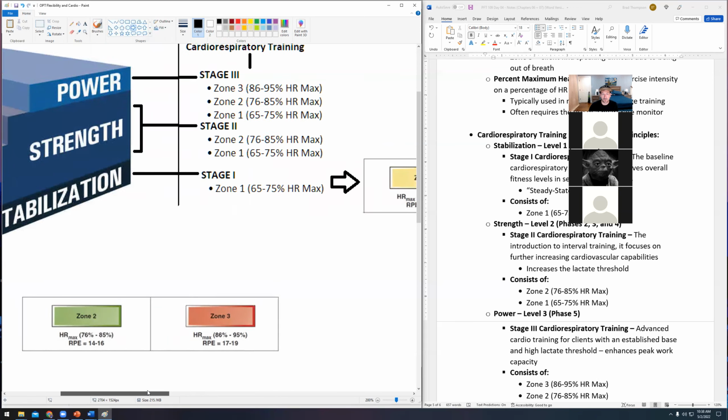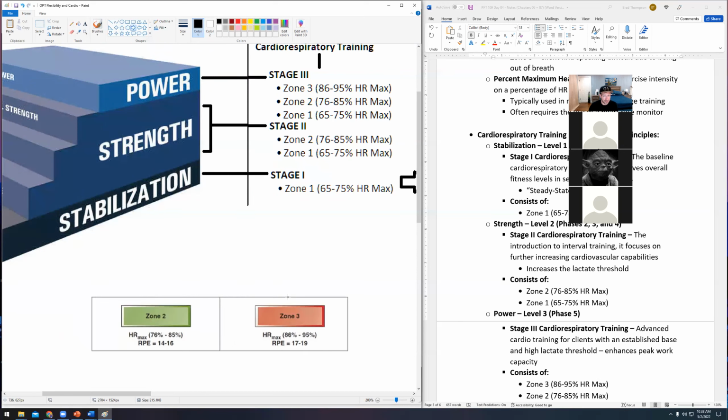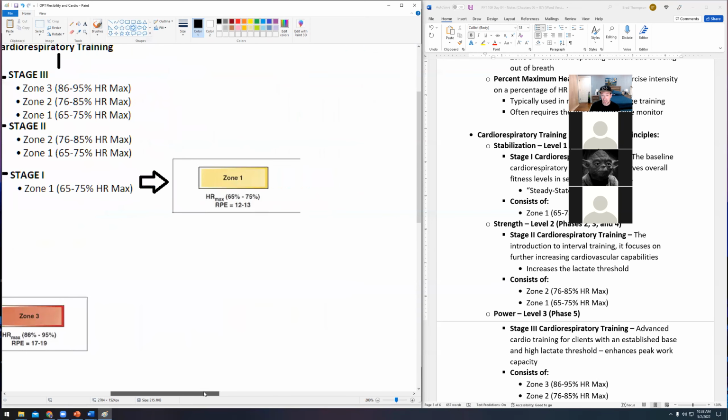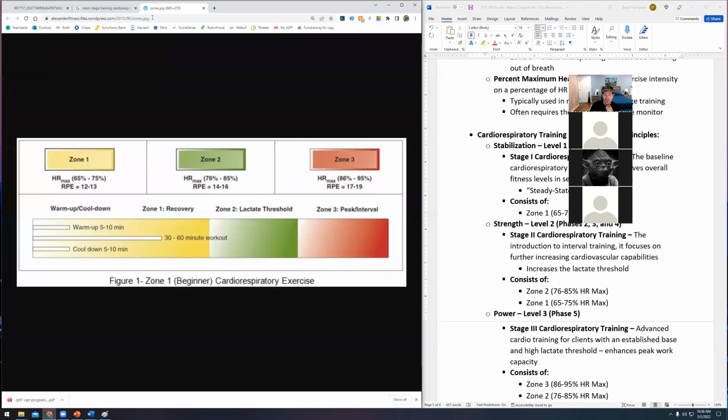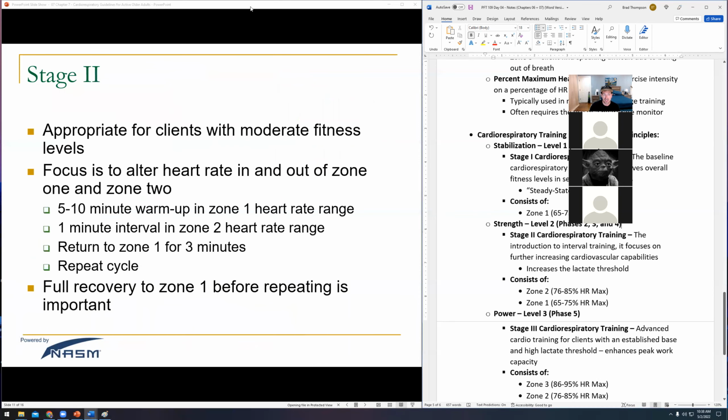So if our client's in the first stage of training, again, think of them as tool bags, right? My client's in the stabilization level where I start all my clients. I'm grabbing my stage 1 tool bag, just like I grabbed my corrective flexibility tool bag. And the only tool in there is zone 1. That's the only tool. This is a pretty simple phase. I get my client somewhere between 65 and 75% heart rate max, and then they're good to go. That's the entire stage.